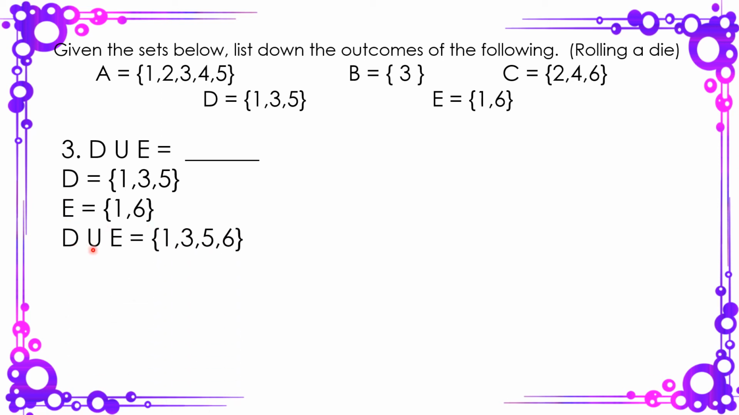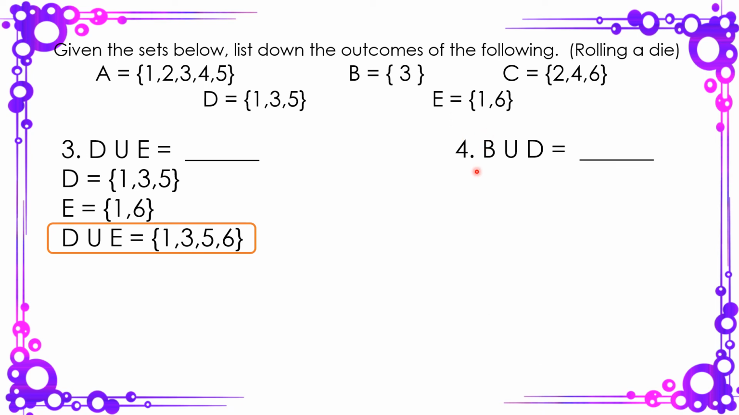So D union E is equal to 1. You see here that we have 1 for D and 1 for E, but you will write it once. And then 3, 5, and 6. And of course, do not forget the brace symbol. Okay, so this is the answer. You got the correct answer? Very good.